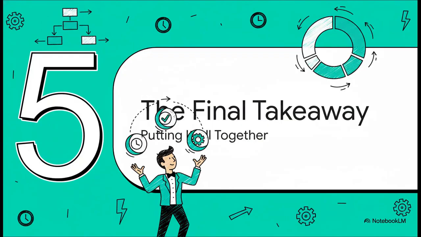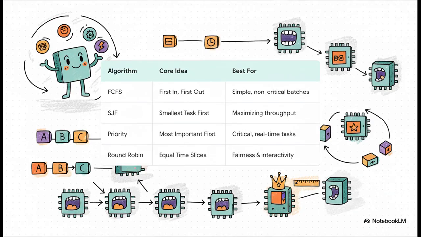Okay, we have definitely covered a lot of ground, so let's zoom out for a second and put all these different strategies into a single, clear picture. So here it is, the final cheat sheet. Each of these algorithms is a specific tool for a specific job, but the real takeaway is this. Modern operating systems don't just pick one.